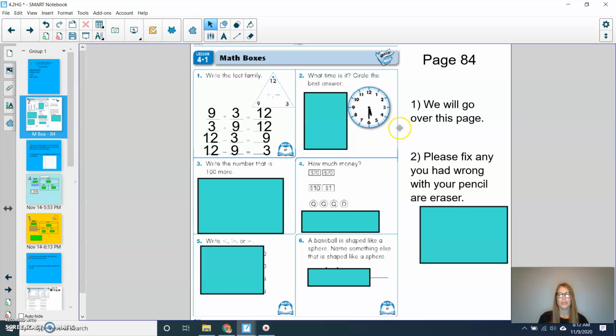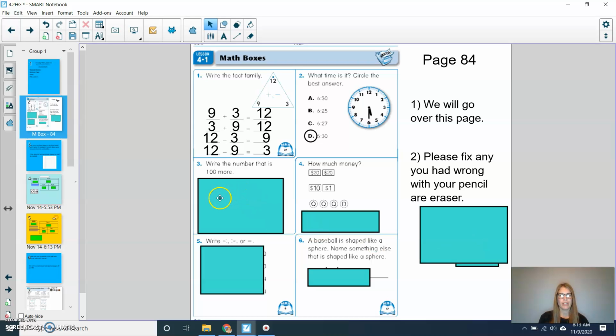For question number 2, what is the best time? Circle the best answer. What time is it? So notice how my hour hand is in between the 5 and the 6, which lets me know that my hour is 5. And then figuring out the minutes, I'm looking at that longer hand, which is pointing at the 6. If I'm not sure what that means, I can count by 5s, saying 5 when I hit 1. So 5, 10, 15, 20, 25, 30. So the best answer would be D, 5:30.